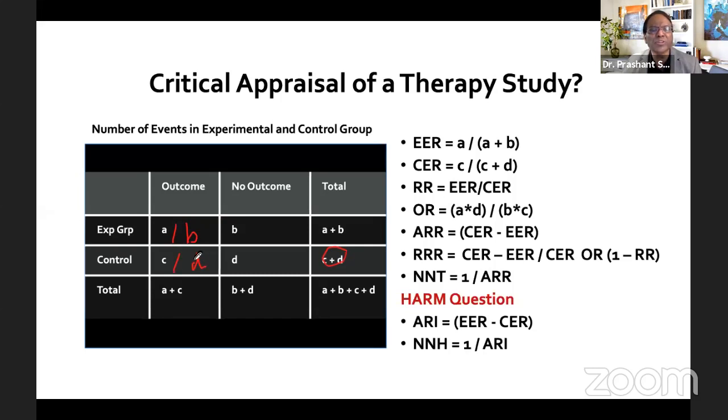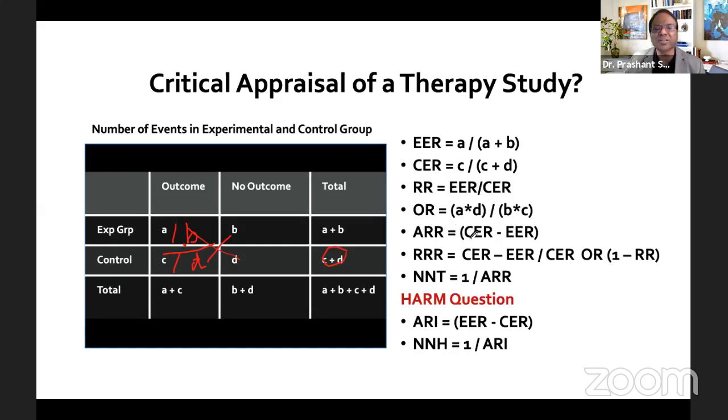But if you know the foundational math, if you divide this, it will simply become A multiplied by D divided by B multiplied by C. So this is the easiest way to remember. This is a cross multiplication between these 2 numbers.